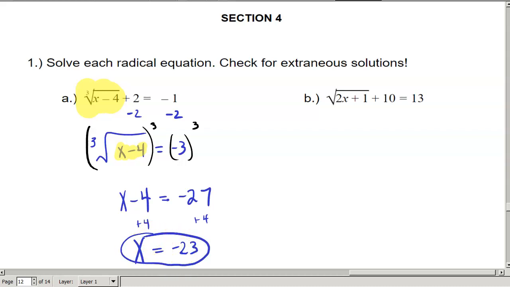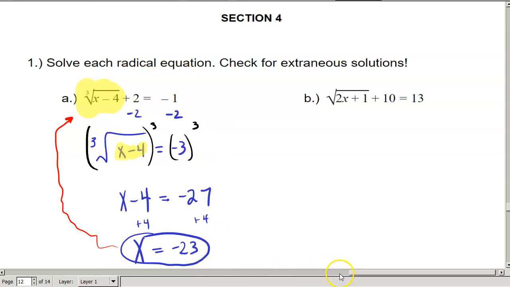Now it says to check for extraneous solutions. Essentially, that just means I'm going to plug it back into my original equation and make sure things make sense. That it doesn't give me an error or some kind of domain error, or when you plug it in it doesn't even work. It doesn't even give you a true statement. In this case, there are no extraneous solutions. You can check it, but everything is good with that.